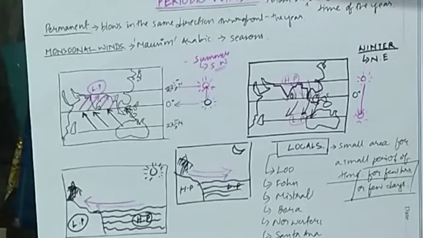Several other local winds are also there, like Mistral, Bora, Nor'wester, Santa Ana, etc., which cover a small area, and that too in different parts of the world.